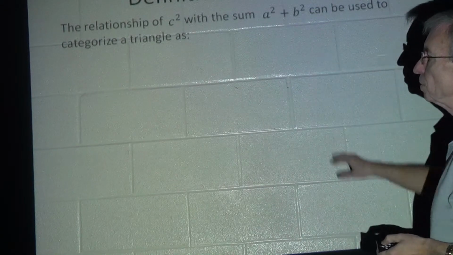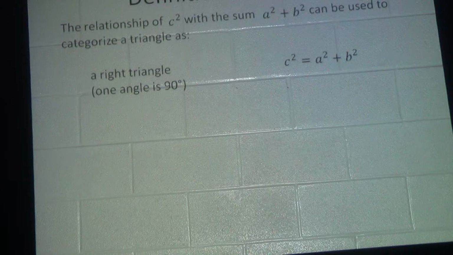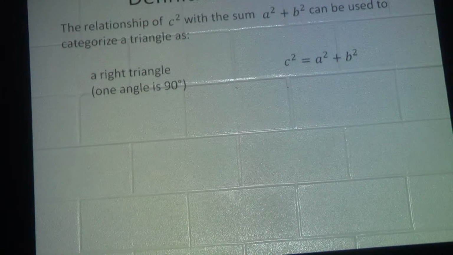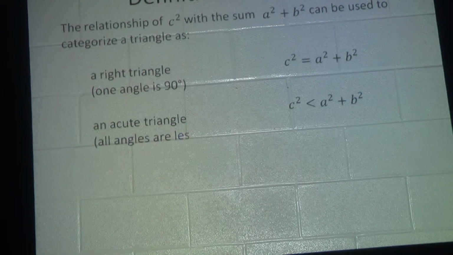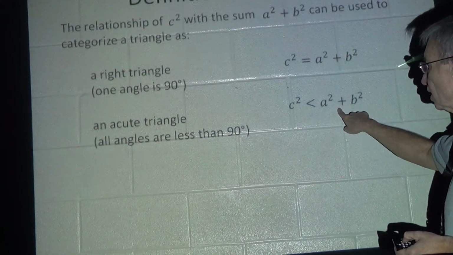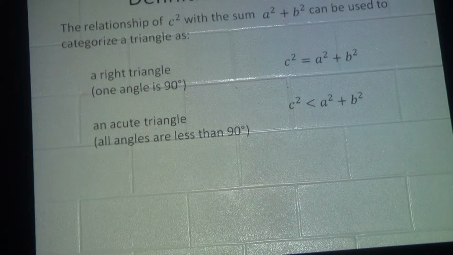Okay? All right. We can also use the Pythagorean theorem to tell us what kind of triangle we have. A right triangle, of course, the two sides of the equation are equal. An acute triangle, notice that the c squared, or the largest side squared, is less than a squared plus b squared. That gives it an acute triangle.